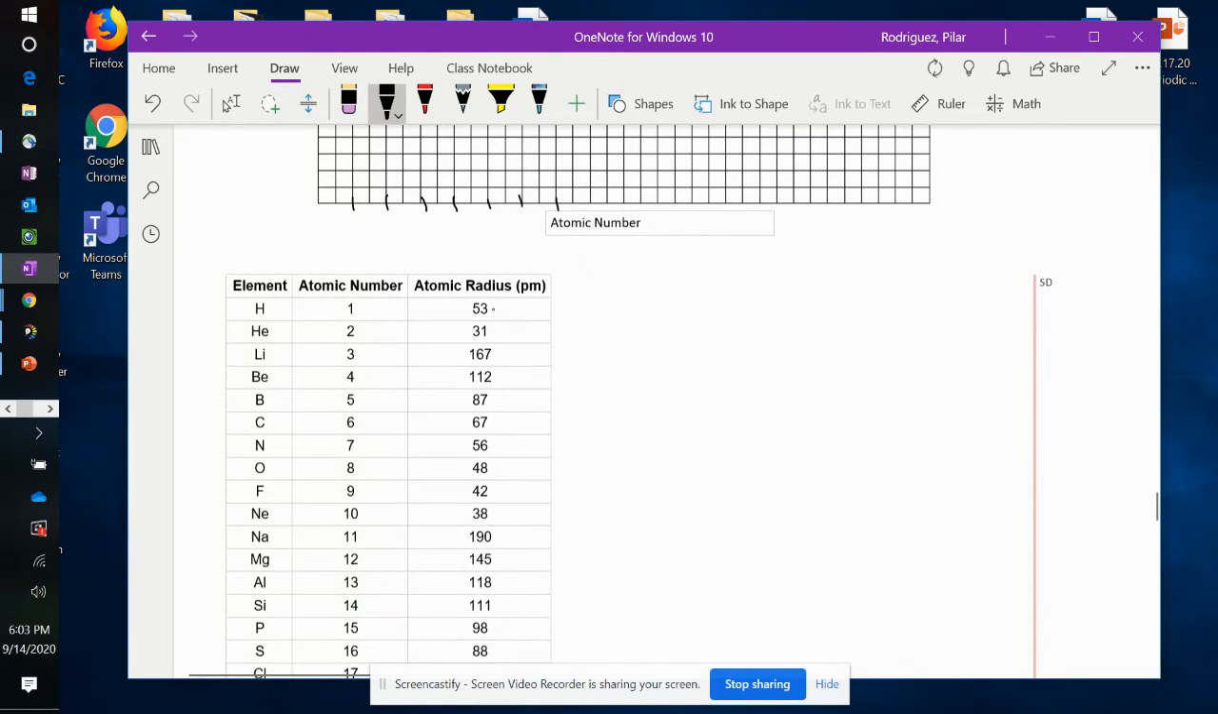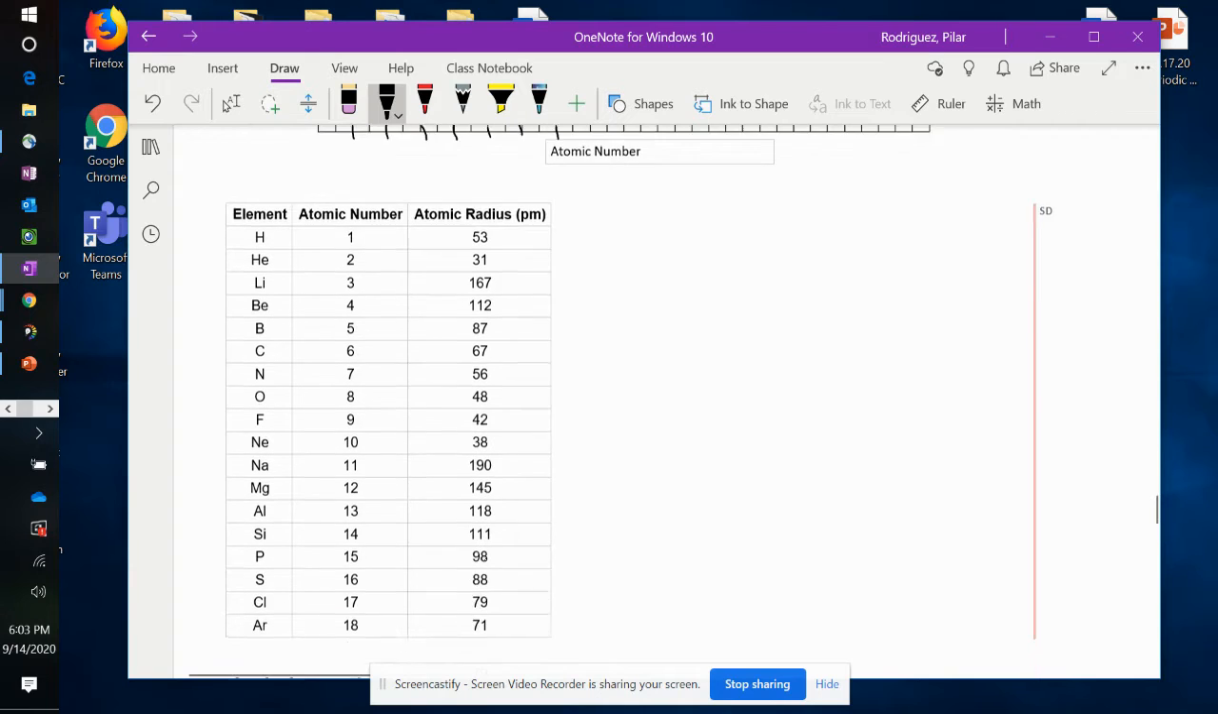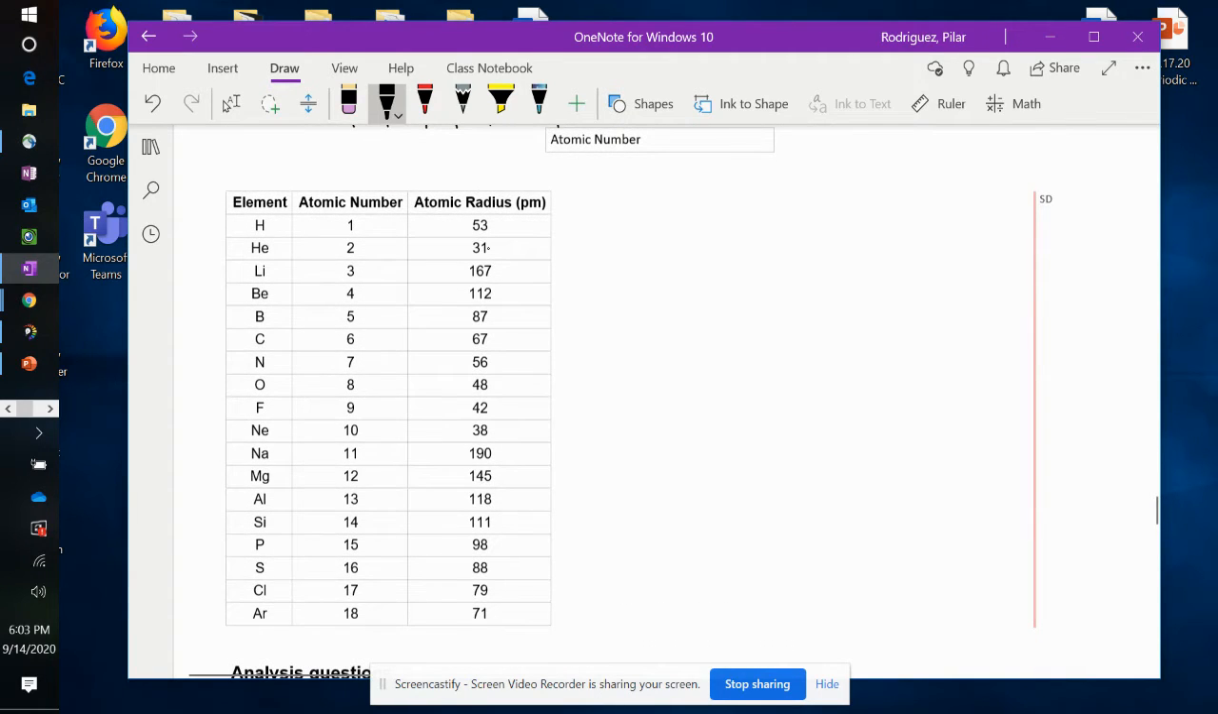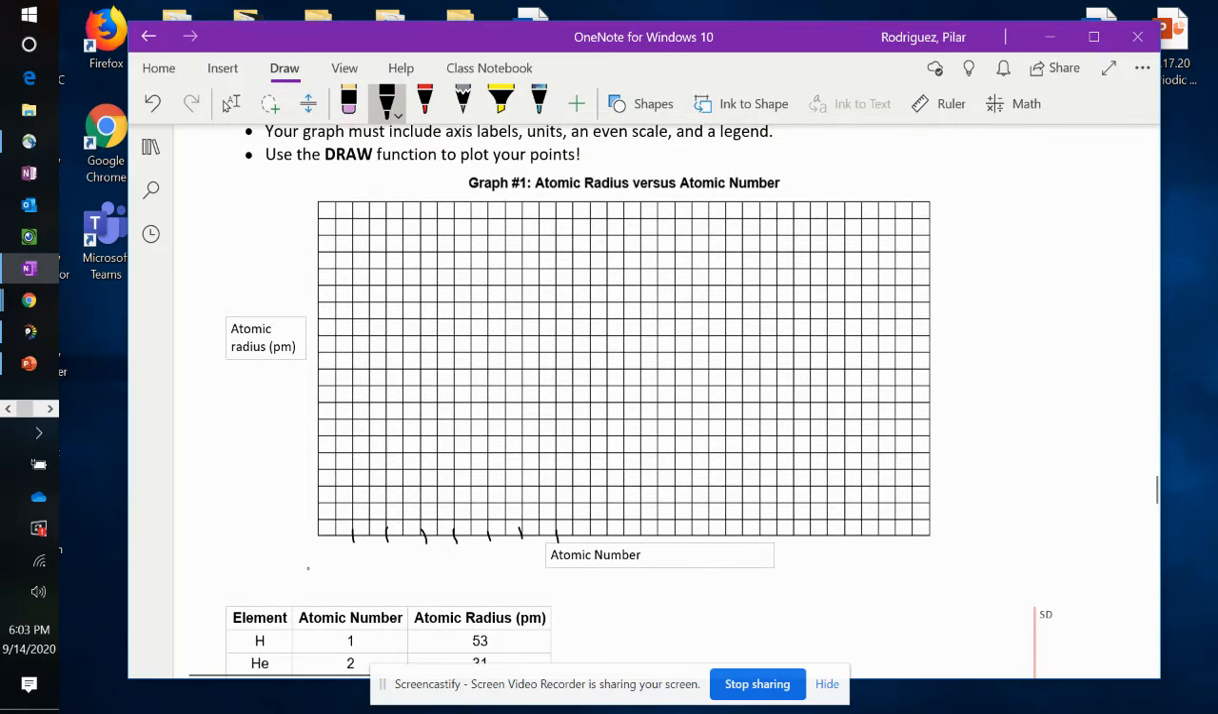And this one goes from, let's see, which was the smallest number. 31 is the smallest number to 190. Yeah. So 190 minus 31. I'm using my calculator right now. So that's about 160 in difference. So I have to fit 160 whole units into these lines.